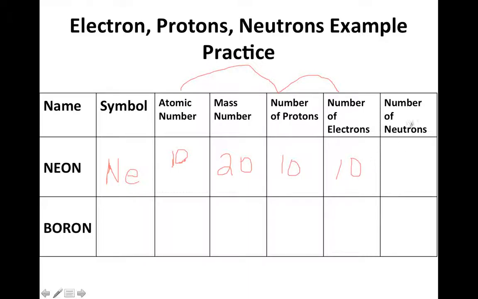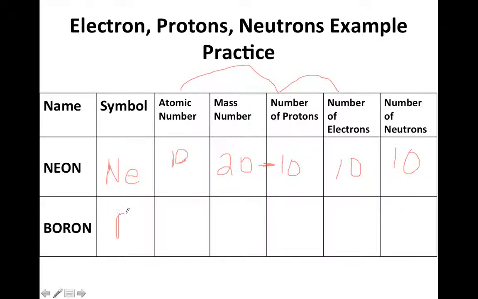Okay. Now to find your neutrons, we're going to subtract the mass number minus the atomic number, which is also the protons. So if you do the mass number minus the protons, 20 minus 10, you get 10 neutrons.